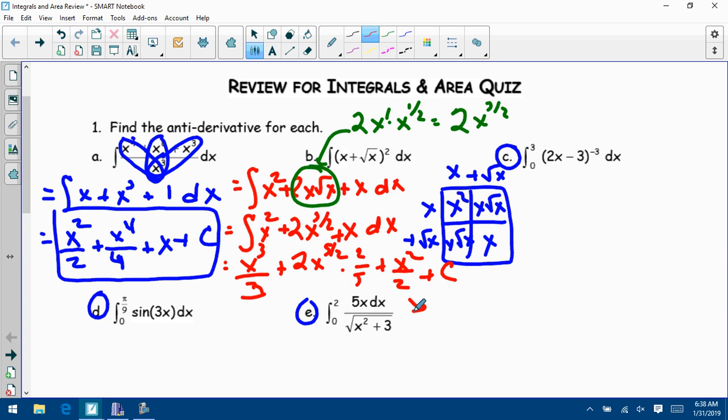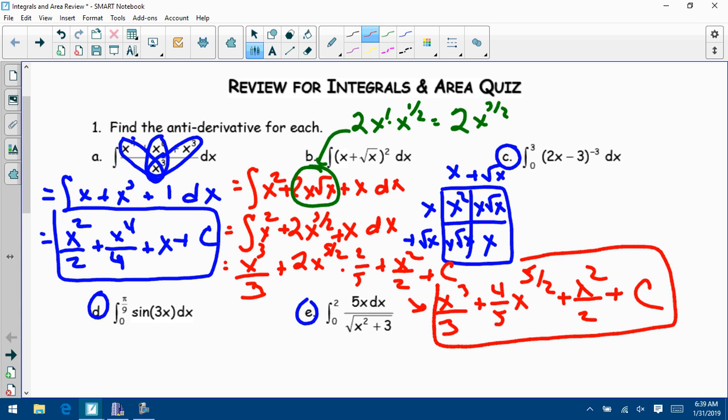Okay, so then finally clean that up. We're going to have x cubed over 3. Multiply all that in the middle. We have plus 4/5 x to the 5/2 plus x squared over 2 plus c. So that one's a little bit ugly, but that's how you deal with it. So if you can't U sub, just multiply it out. All right, so C, D, and E again are U sub. If you need help with those, look at the answer key.